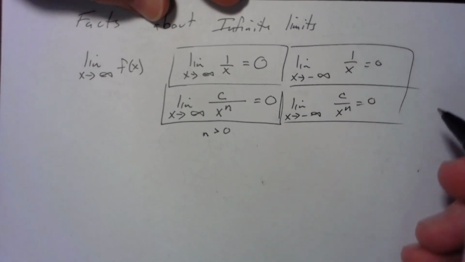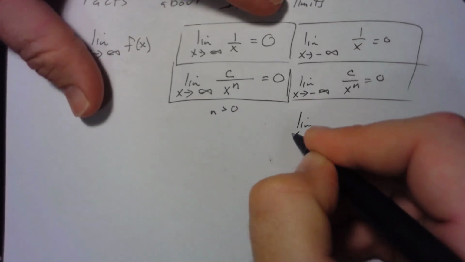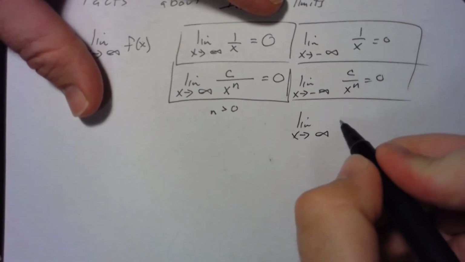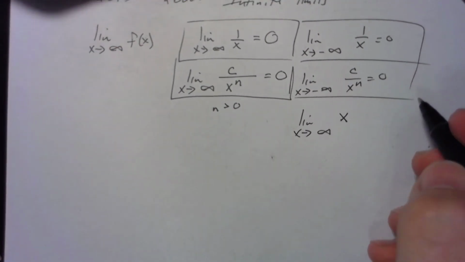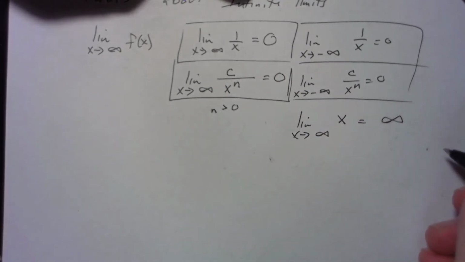So there's one more limit rule in terms of infinite limits that we want to identify, and that's the limit as x goes to infinity or negative infinity of the value simply x. This right here, if there is nothing else with it, will be equal to the value of infinity.